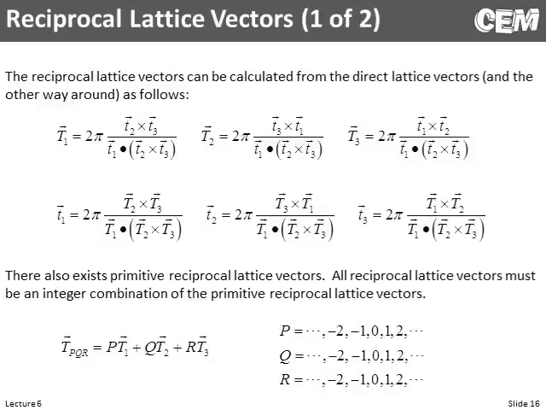Now, everything we talked about with the translation vectors of the direct lattice still applies to the reciprocal lattice. We will have 3 primitive reciprocal lattice vectors. We can form a reciprocal lattice vector that is not primitive, but it has to be an integer combination of those primitive reciprocal lattice vectors.